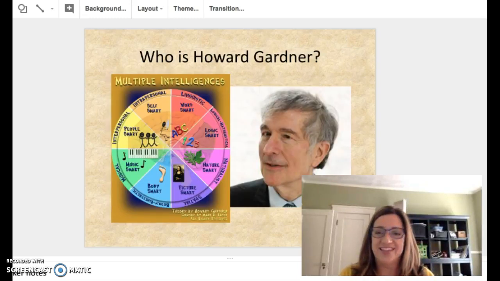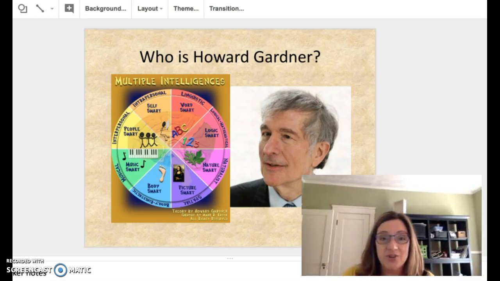This slide talks about Howard Gardner. And because I'm using Screencast-O-Matic, I can't put my slides in presentation mode. Otherwise you would get some fly-ins here, but I've noticed I'm having some difficulty with that right now.